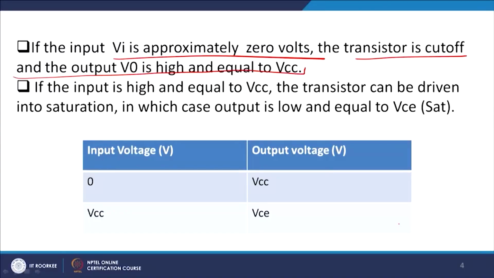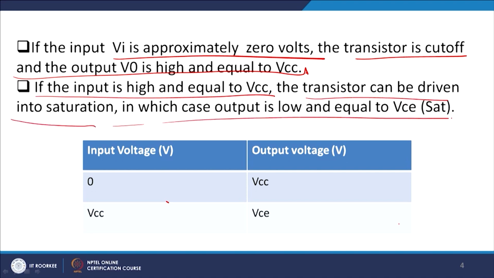Therefore, as I discussed with you, if the inverter input Vi is approximately 0 volts, the transistor is cut off and the output voltage VO is high and equal to VCC. So, when your input is low, output is high. Now, if the input is high and equal to VCC, the transistor can be driven into saturation, in which case the output is low and equal to VCE sat. So, the output is either equal to VCC or equal to VCE sat, two extremes available for this particular design, and you can switch from one to another very fast in this case.